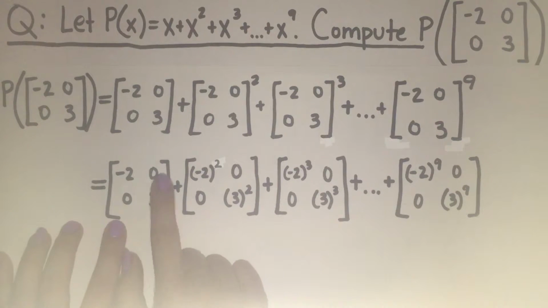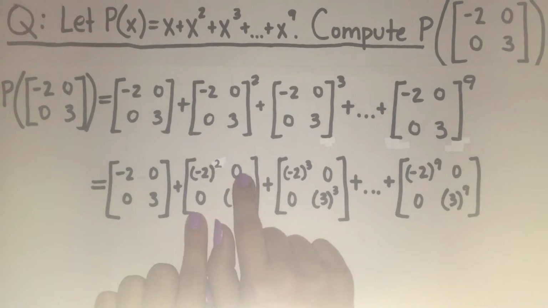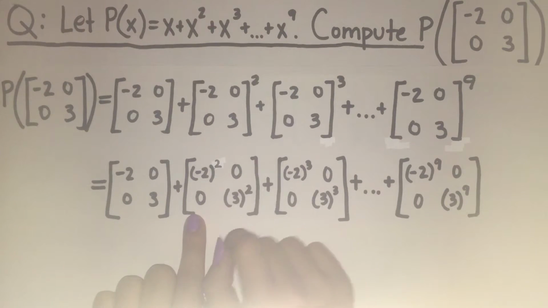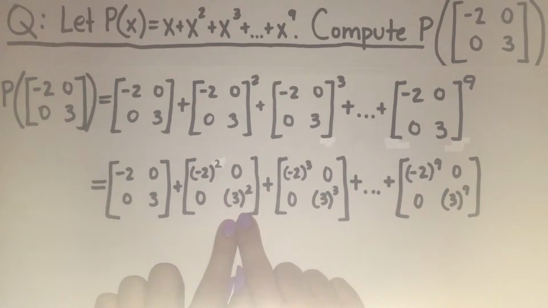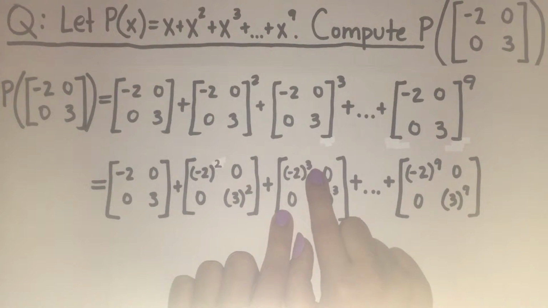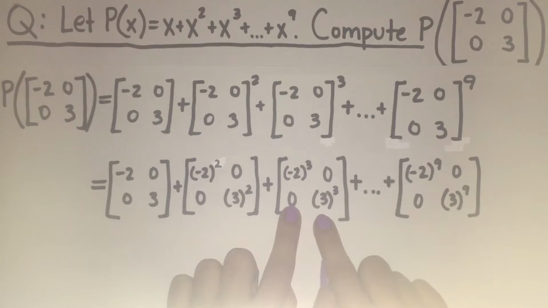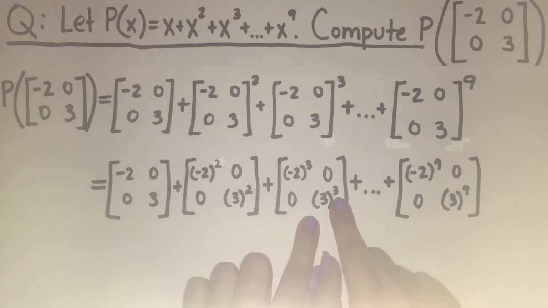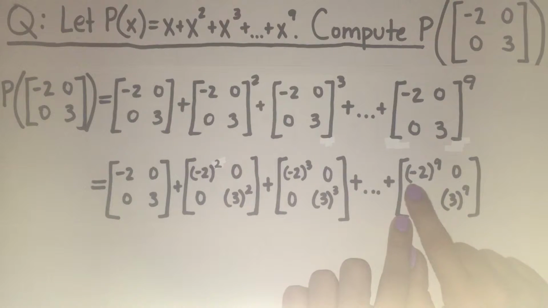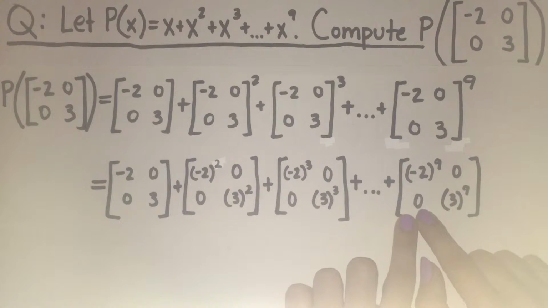The first matrix is raised to the first power, so it remains the same. This new matrix, since 0 and 0 raised to the second power equals 0, I will leave them just like that. -2 will be raised to the second power, and 3 will be raised to the second power. In the next matrix, -2 will be raised to the third power, 0 and 0 to the third power would equal 0, so these stay the same, and 3 to the third power. In the last matrix, -2 will be raised to the ninth power, 0 and 0 to the ninth power remain equal to 0, and 3 will be raised to the ninth power.